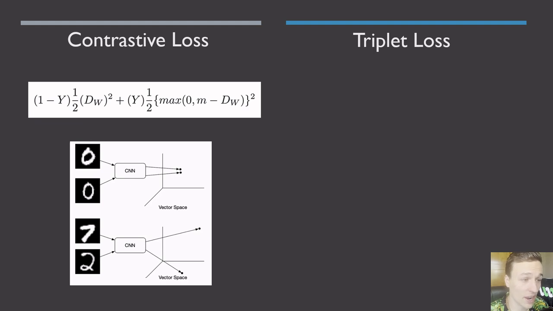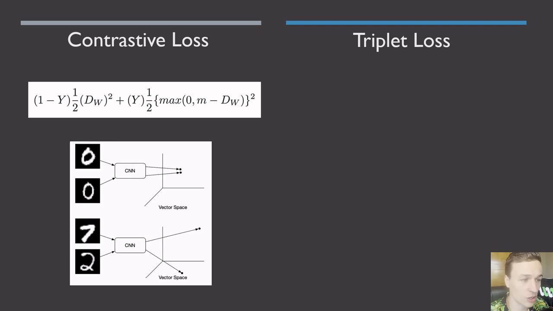Sometimes you may see the y convention set up the other way, in which case the equation will have the y and the y minus 1 flipped. Either way, just know that the left side of the equation is the loss function for similar pairs, and the right side of the equation is the loss function for dissimilar pairs. dw is the absolute value of the Euclidean distance between the two feature vectors.